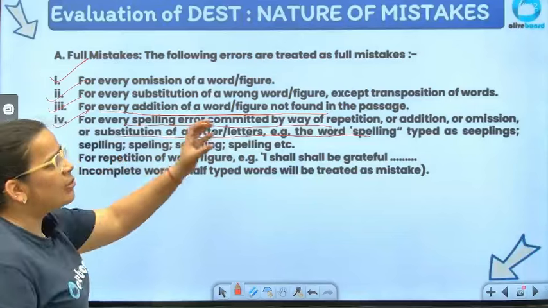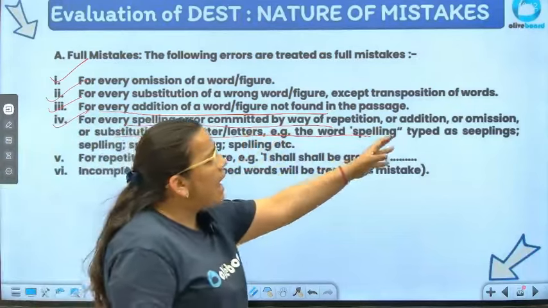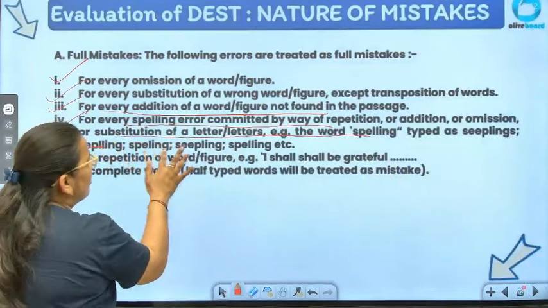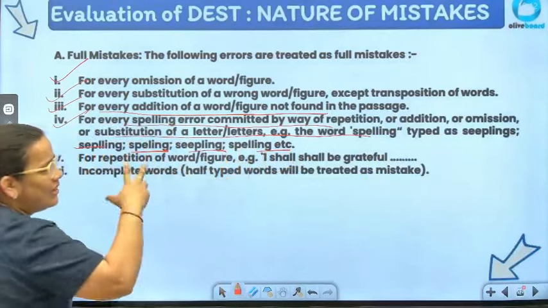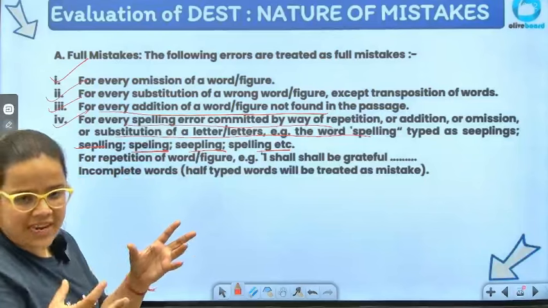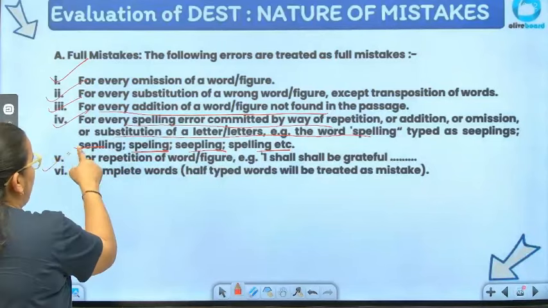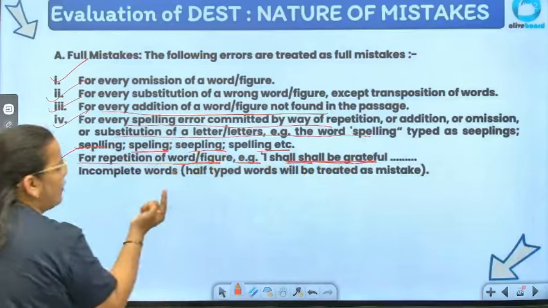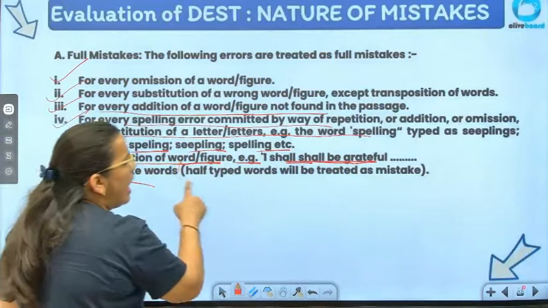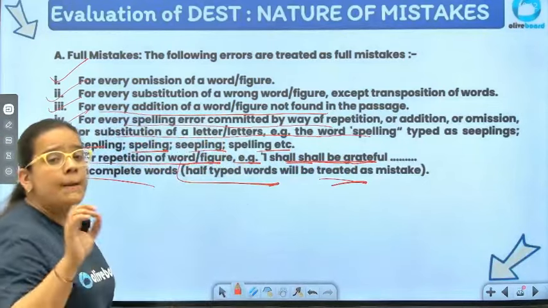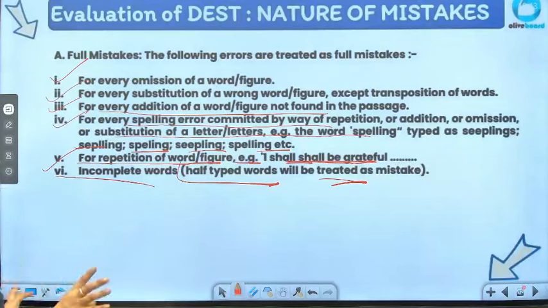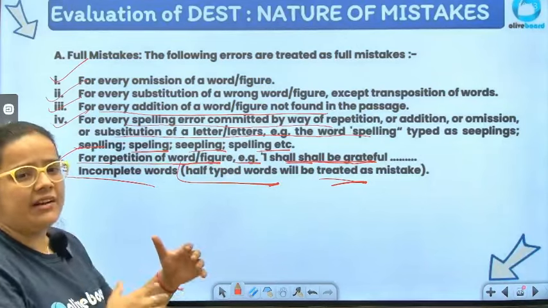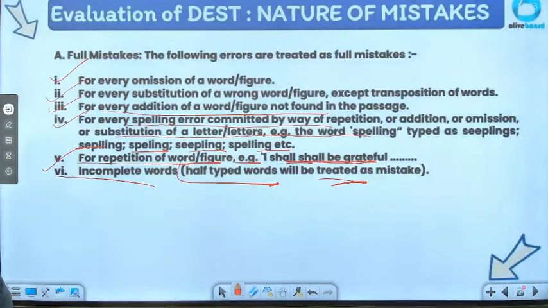Example, the word spelling typed as seepling, sapling, spelling or spling, etc. So, these are the types of mistakes we have given you for the DST part. Now, repetition of a word or figure, for example, I shall be grateful. Incomplete or half-typed words will be treated as a mistake. So, in cases of this kind, you can consider it the nature of mistakes.